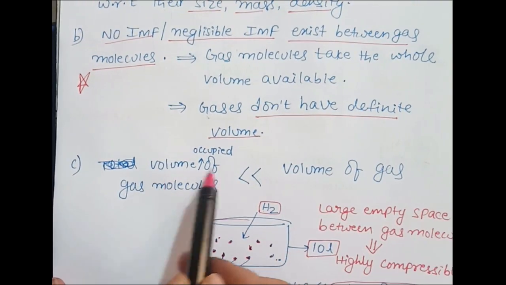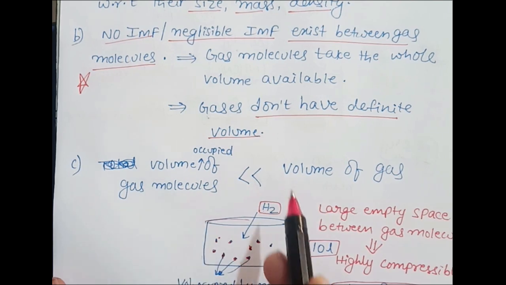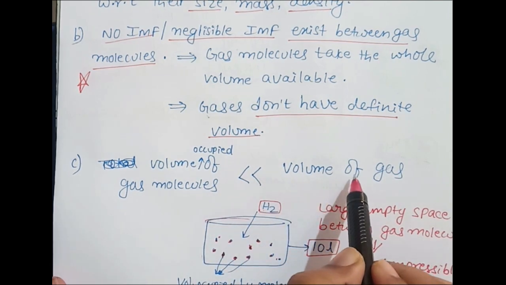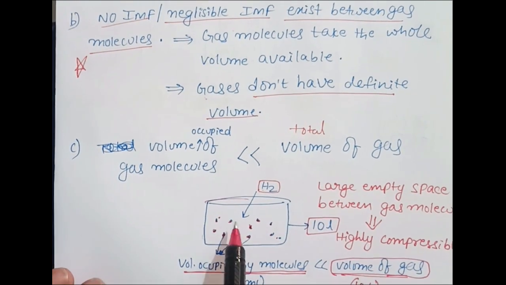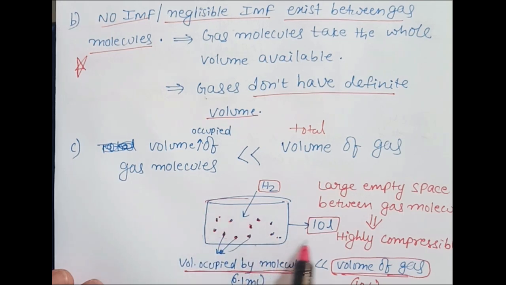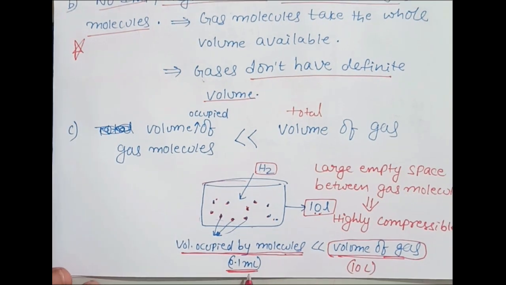And similarly, volume occupied by gas molecules is very less as compared to the total volume of gas. Suppose you take a container of 10 liter. It means the gas is 10 liter. But in that, the gas molecules are very small. So that's why they will occupy very less volume, which is 0.1 ml, which is negligible as compared to 10 liter. Understood? Yes.